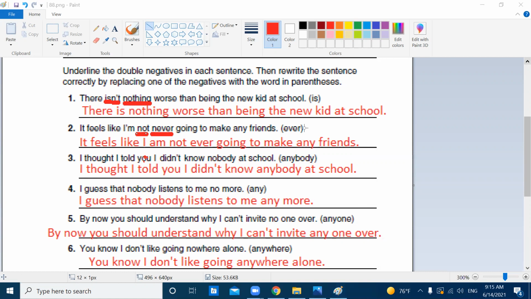Leanne, read the sentence and tell me the 2 negatives. Yes, I thought I told you I didn't know nobody at school. Didn't and nobody. That's right. Very good. Didn't and nobody. Thank you. All right, number 4.